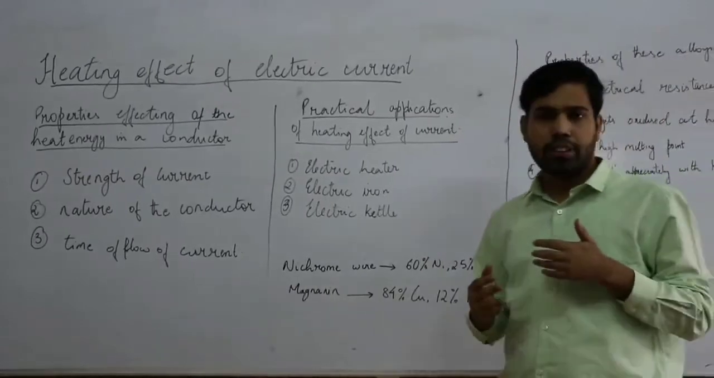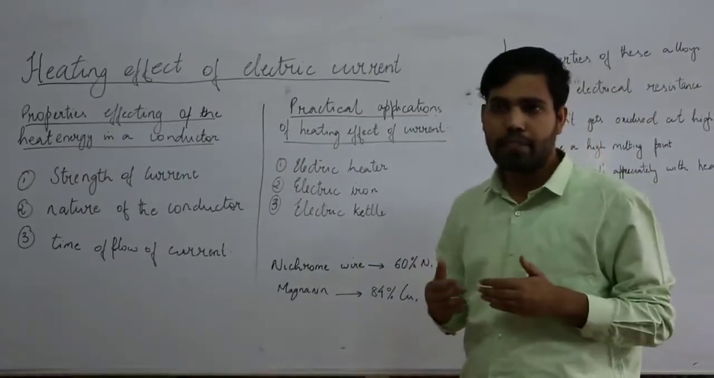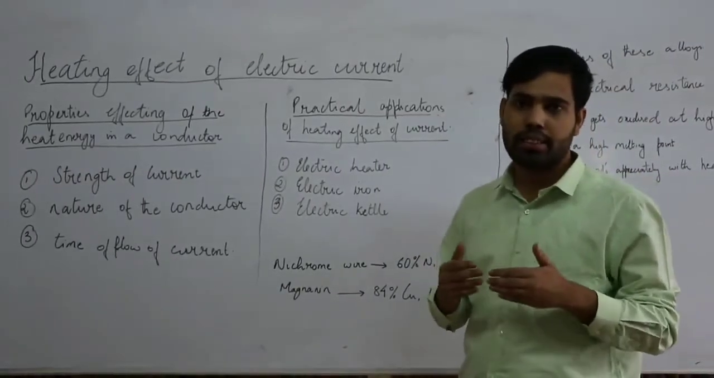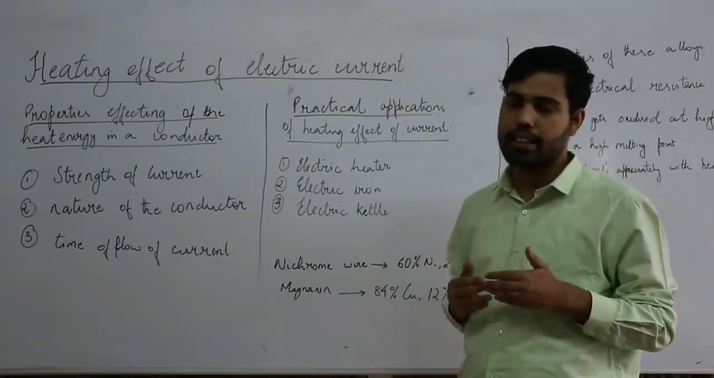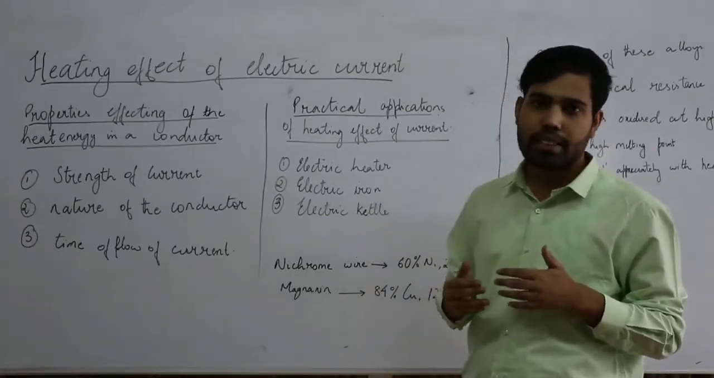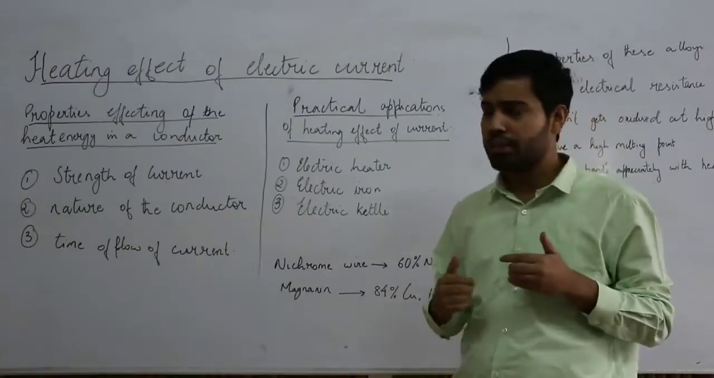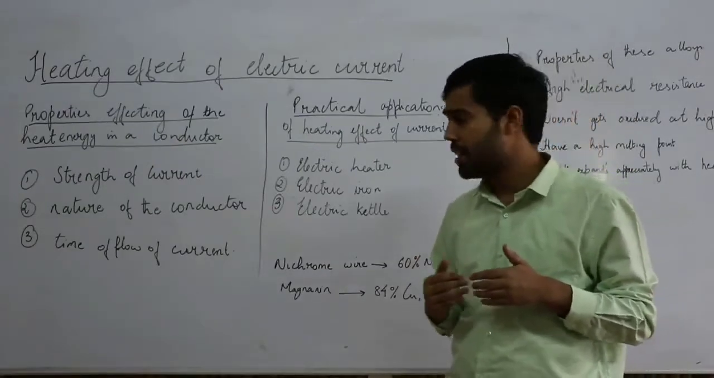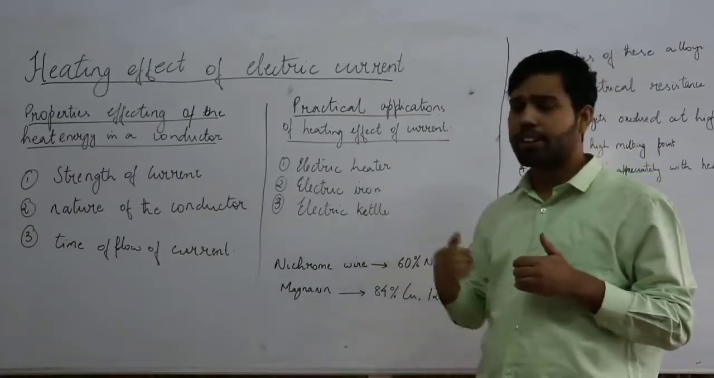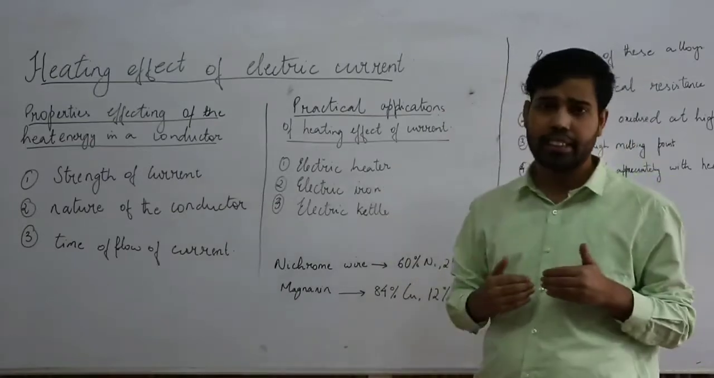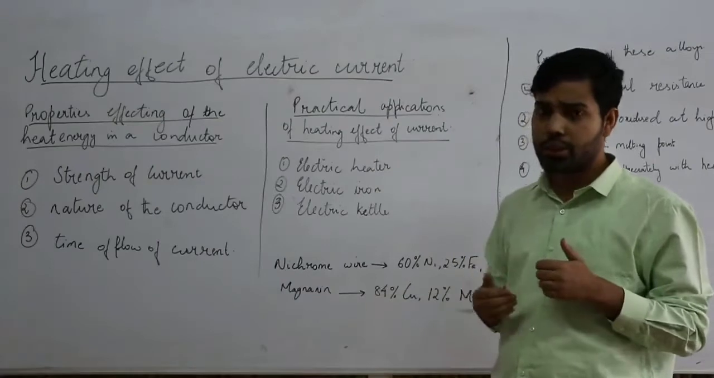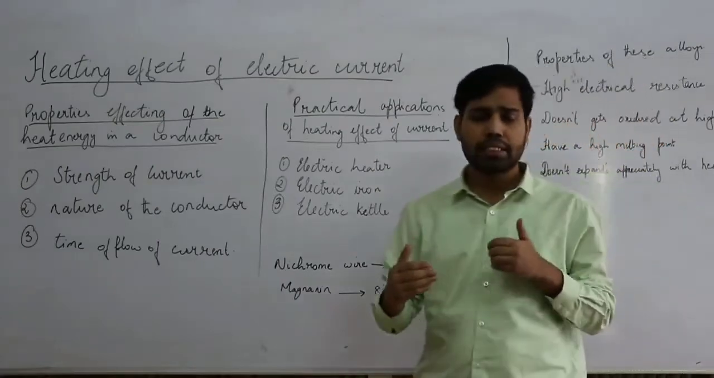Now, usually in certain devices we don't want this heating effect of current. It is undesirable. But in certain appliances we use this heating effect of current. The practical application of this phenomenon is used in devices like your electric heater, your electric iron, electric kettle, and so on.